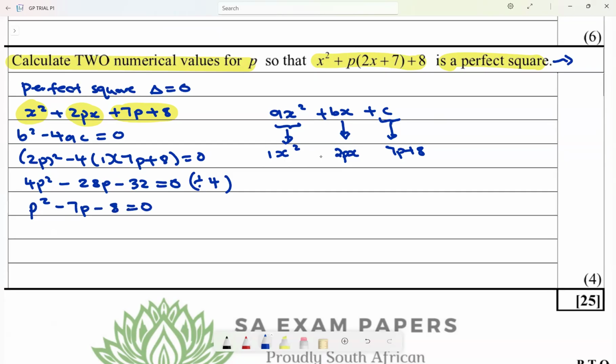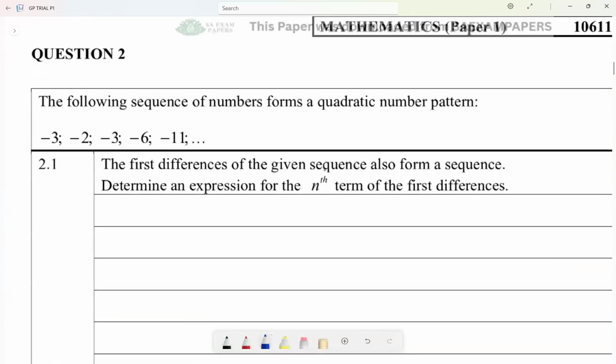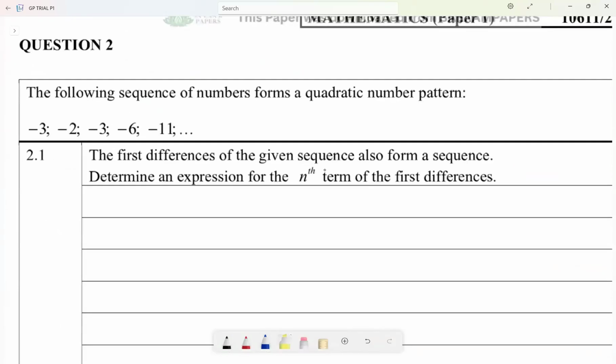That is equal to 0. And then I have p minus 8, p plus 1, it is equal to 0. And then p is either equal to 8 or p is equal to negative 1. So those are now the factors thereof. Beautiful stuff. Let's move on to question 2, which is now number patterns.